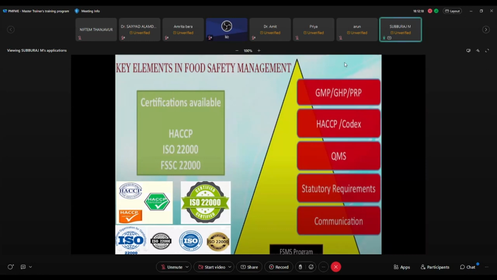And then we have to go for communication. The line of communication is very, very important in all systems, whether it is GMP, HACCP or QMS, from higher level management to lower level management. Documentation, oral and verbal communication should all be included in food safety management. And the certification, as I already told, is ISO 22000, food safety management system certification. These are the key elements which play a very important role in preventing food poisoning, food adulteration or whatever it may be.